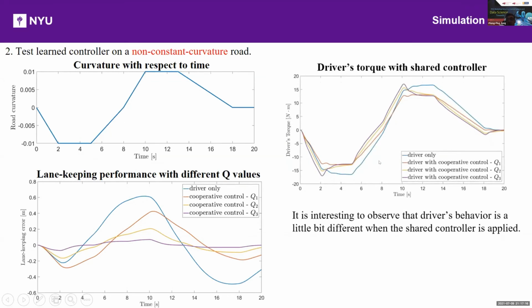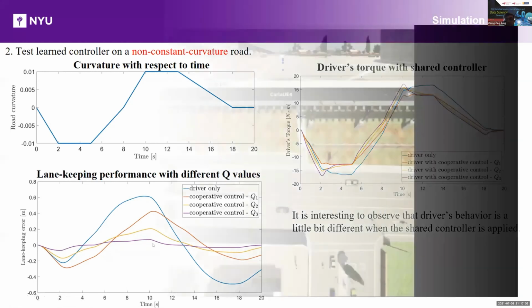Okay, so you can see that the blue line is human driver behavior, and the other curves give us a much smaller tracking error than the driver only situation. So you see the error becomes smaller. So this is a cooperative control for the third trial. So the error is almost close to 0.